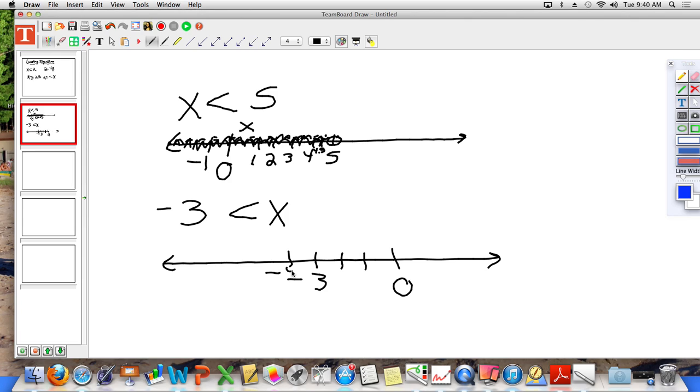Is -4 greater than -3? No, it's more negative, so it's smaller than -3. What about 0? Is 0 greater than -3? Yeah. What about -1? Yeah. -2? Yeah. Those are all numbers that are on the right side of -3, so they are greater than -3.